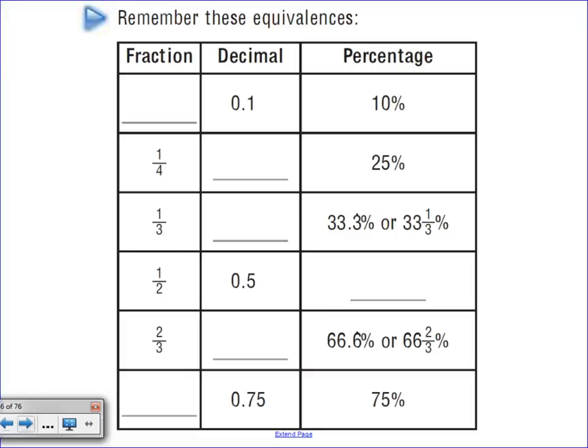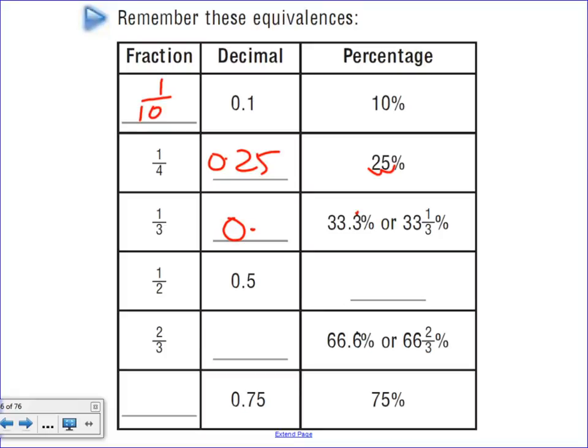And this is a table that you need to know for the exam. I said remember these equivalencies. In other words, they're the same thing. So 0.1 is 10%, so what's that as a fraction? Good, 1 over 10, because that's what 0.1 means. Quarter is 25%, is 0.25, because all I do is divide that by 100. I don't even have to divide the 1 by 4. A third is 33.3 with a little dot on it. So what's that as a decimal?